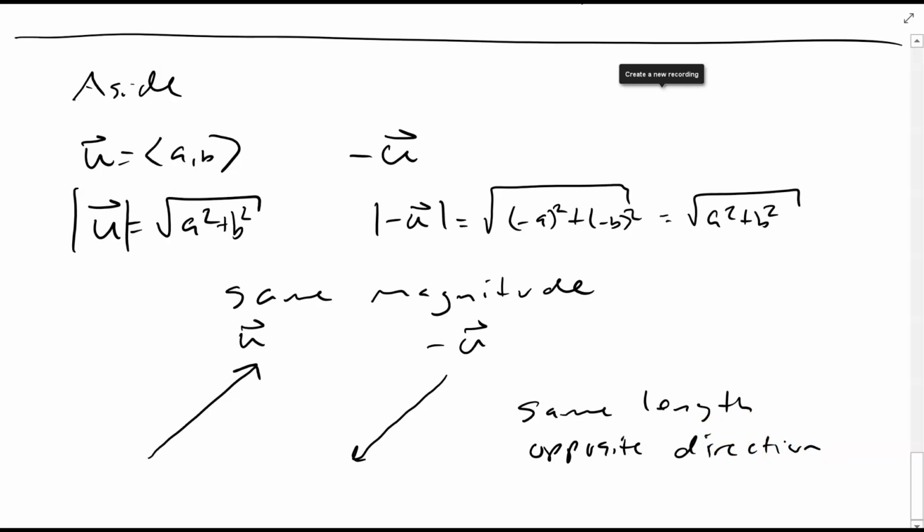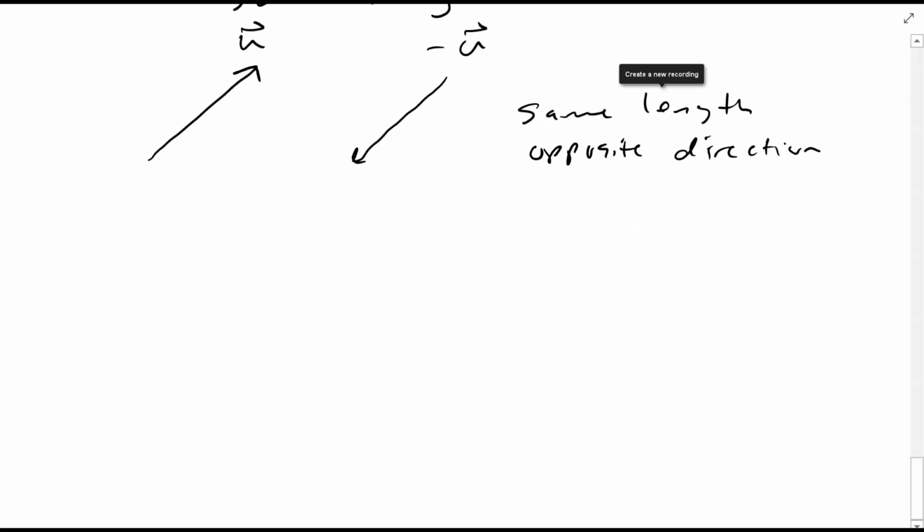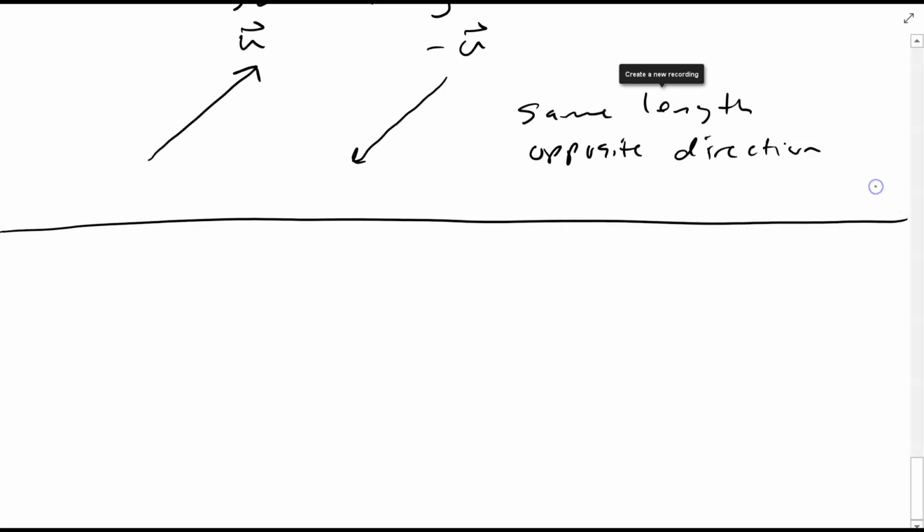Because if we add these two things head to tail, they basically just cancel out, right? Everybody okay with that idea? So just a little bit of a geometric interpretation of what we mean by this additive inverse. The next thing we need to do is define a special kind of vector.